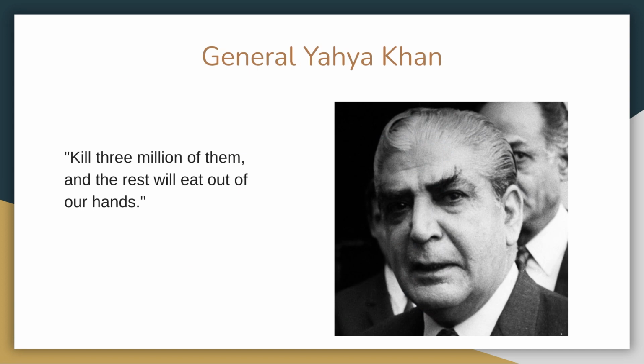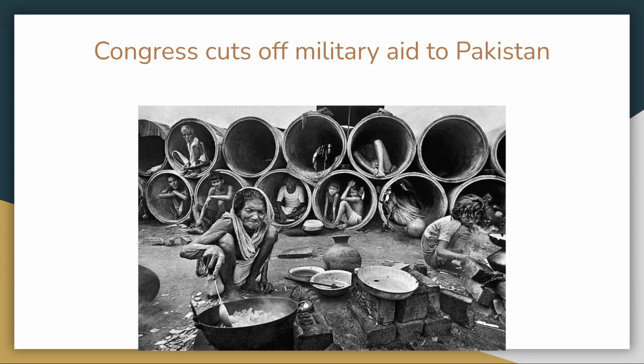Now, by 1970, the leader of Pakistan, General Yahya Khan, said that we'd kill 3 million of the Bengalis and the rest will eat out of our hands. This was his way to deal with this East Pakistan uprising in which Bangladesh wanted to be an independent country. Because of Operation Searchlight and because of some of the atrocities taking place at this beginning, the U.S. Congress cuts off military aid to Pakistan. No more tanks, no more guns, no more bombs. You're using it to attack the residents of East Pakistan, the Bengali people. No more.